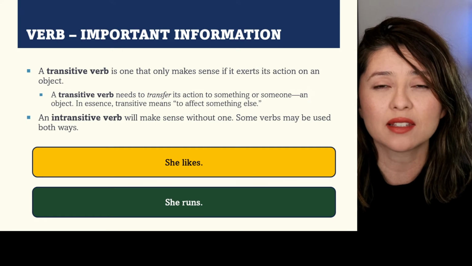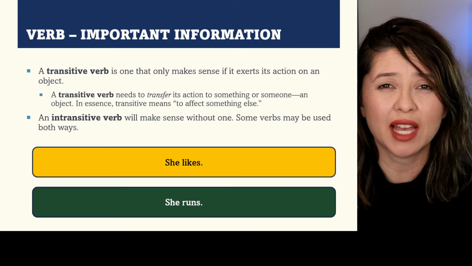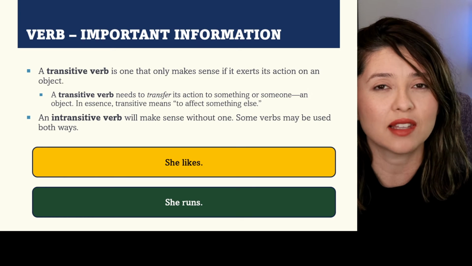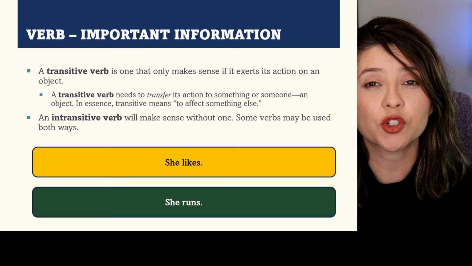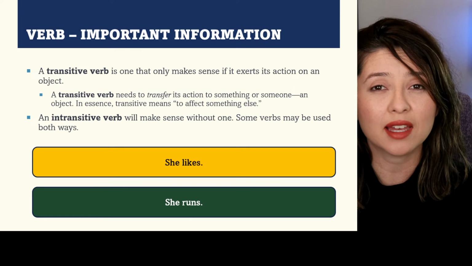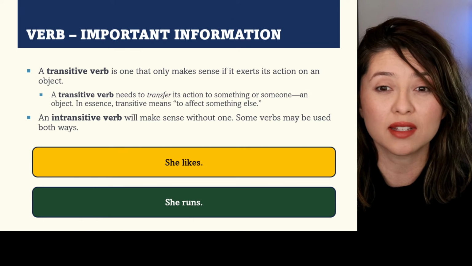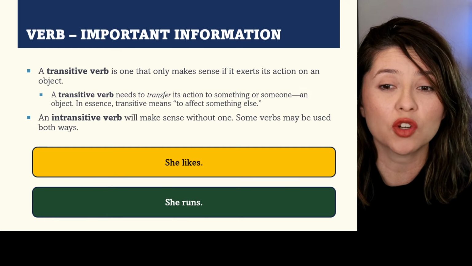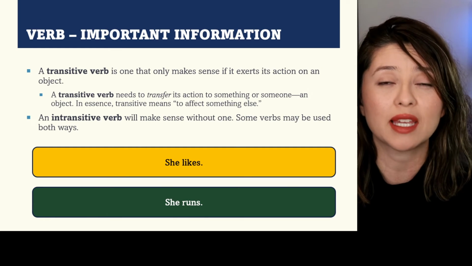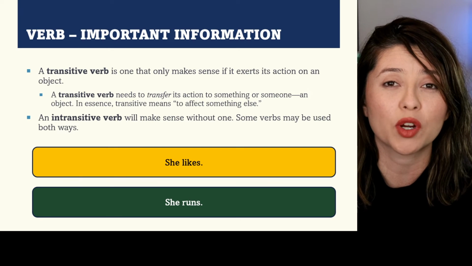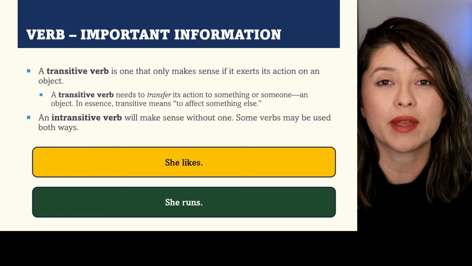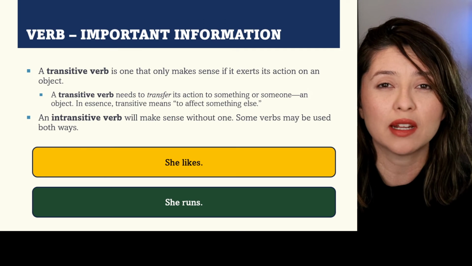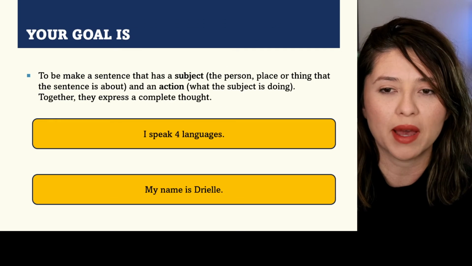So she likes... the question is, she likes what? She likes strawberry. She likes dancing. So the verb like is a transitive verb. It cannot stand by itself. She runs. Okay, so run is an intransitive verb. It can stand by itself and it makes sense. It makes perfect sense. I don't need an object. I don't need a complement. It can stand by itself.